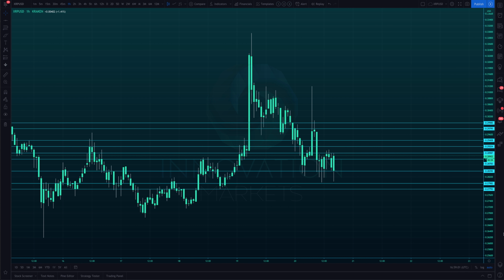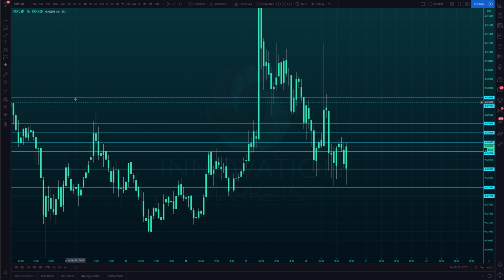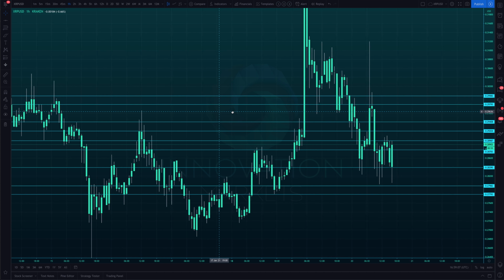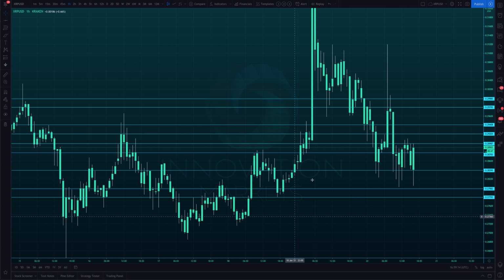So in a nutshell, as you can see, by just making those horizontal grids a bit more predominant, you can easily see straight away how they become solid levels of support and resistance. Because at the end of the day, whether you're looking at supply and demand, support and resistance, or whatever it is you are looking at, it is a certain price point in the market.